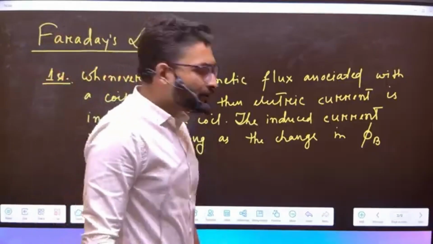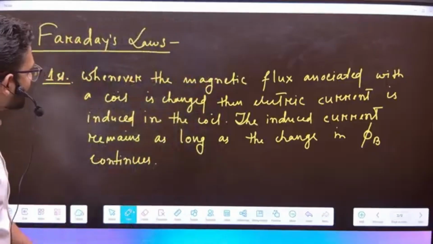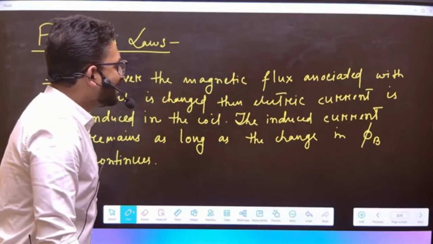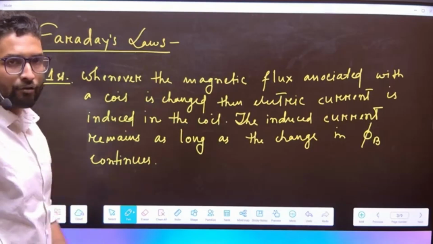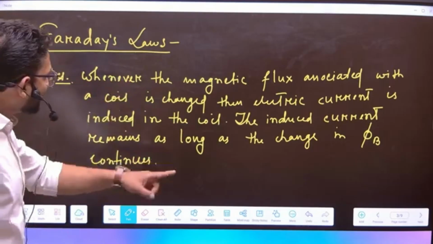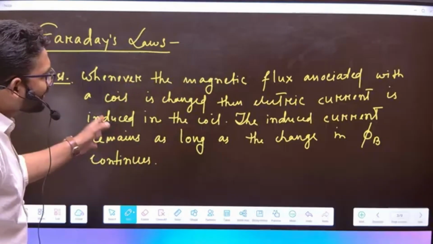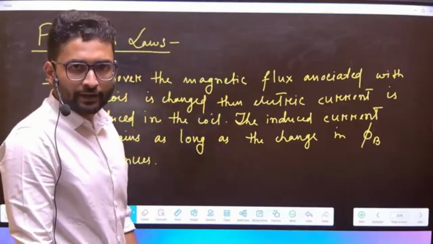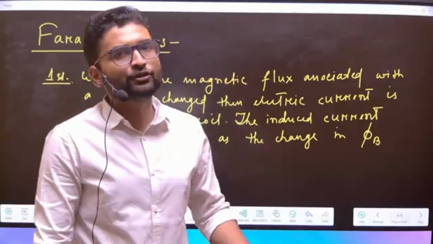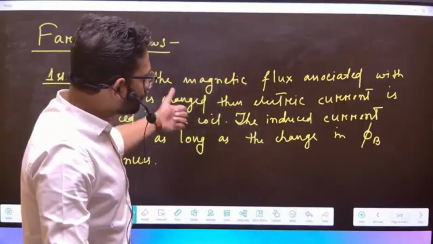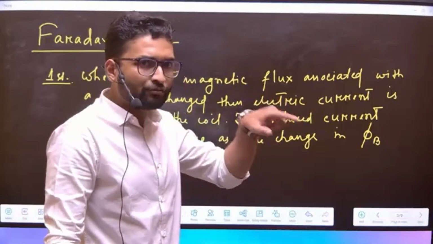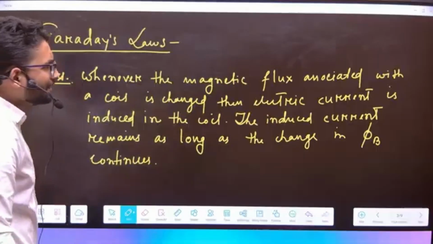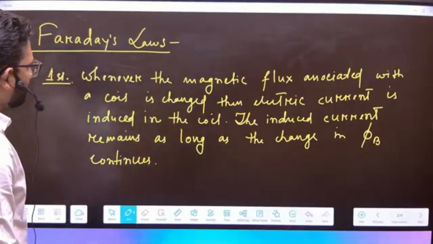That's the first law of Faraday, which says that whenever the magnetic flux associated with the coil is changed, then electric current is induced in the coil, and the induced current remains or lasts as long as the change in magnetic flux continues. If you do not change the magnetic flux, you will not get any induced current. Like you saw in the simulation now, when the magnet is not moved, the bulb didn't glow. Yes? So that's the first law of Faraday.